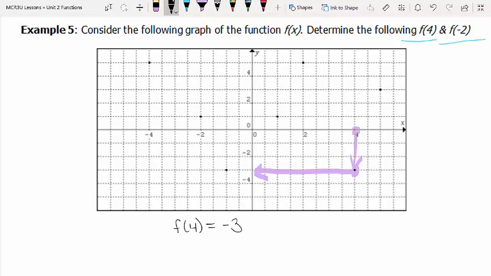Now let's solve for f at negative 2. So let's find negative 2 on the x-axis and figure out what y value goes with it. So here is negative 2 on the x-axis. There's the point that it generates, and that point has a y value of 1. So that means f at negative 2 is equal to 1.